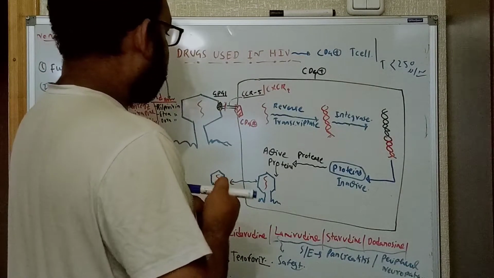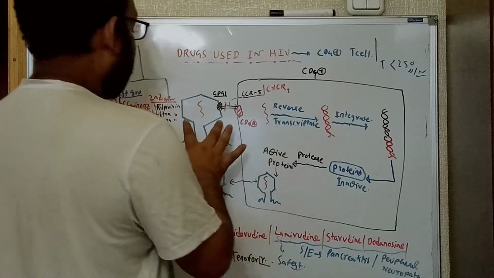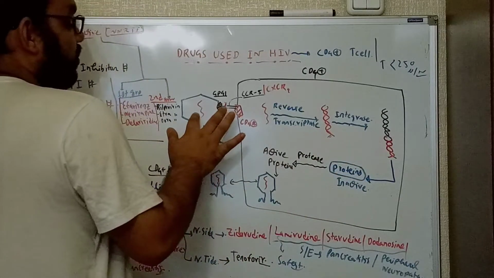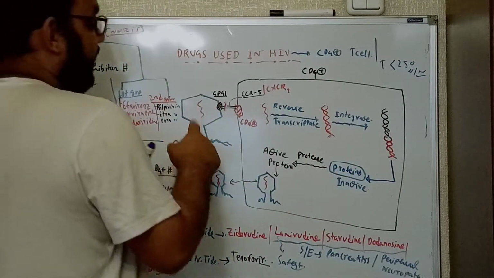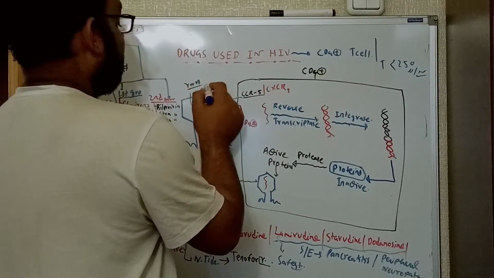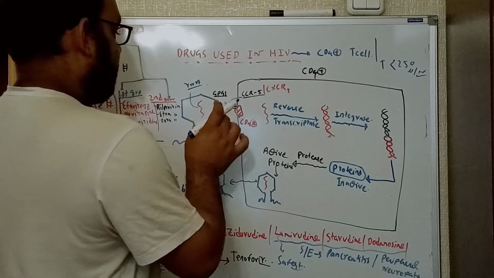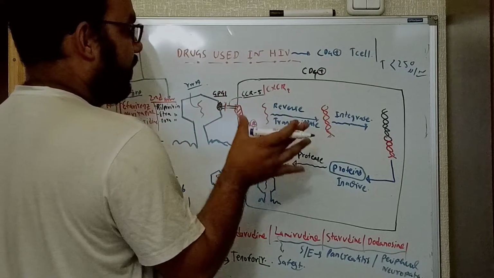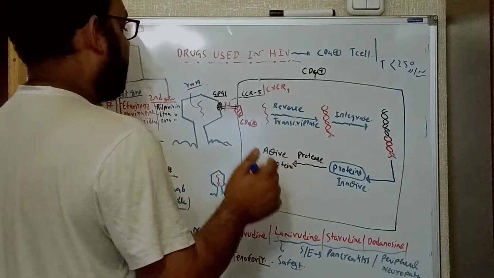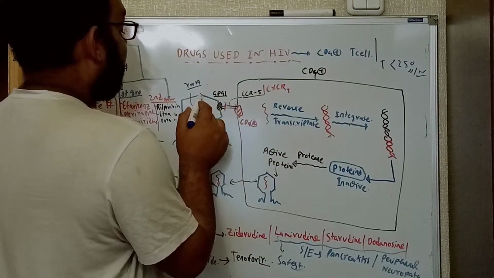Now see in these cases, for example, this is the virus and this is the CD4 positive T cell. Within the virus, the red one is the genetic material, that is the RNA. Now, this is an RNA virus. First, how will it fuse with the CD4 positive T cell? That's the main thing over here. Now this is the capsomere.